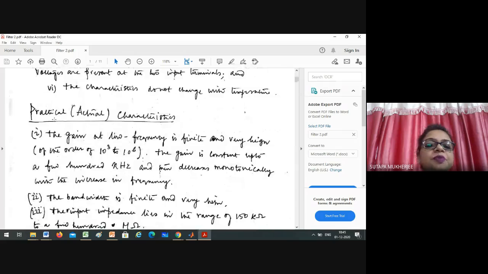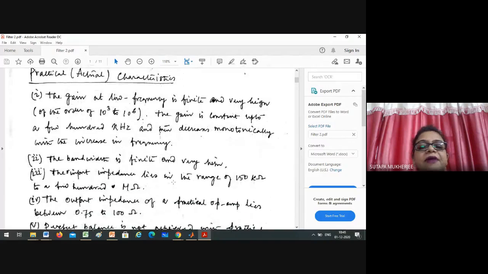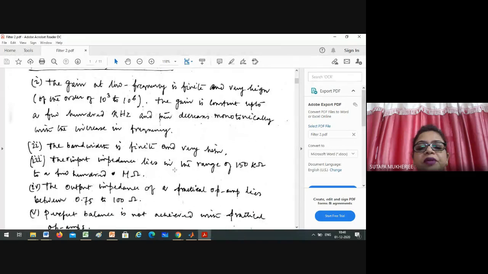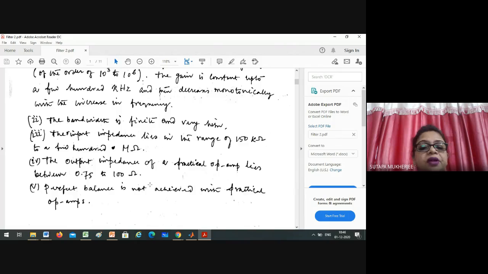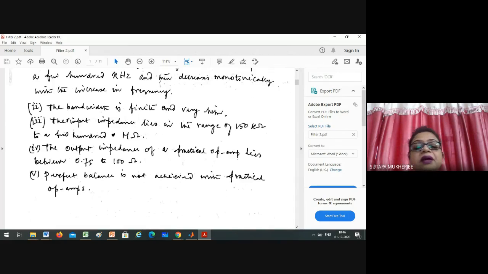So what are the practical characteristics of the op-amp? The gain at low frequency is finite and very high, of the order of 10 to the power 3 to 10 to the power 6. The gain is constant up to a few hundred kilohertz, and then decreases monotonically with the increase in frequency. The bandwidth is finite and very high. The input impedance lies in the range of 150 kilo ohm to a few hundred mega ohm. The output impedance of a practical op-amp lies between 0.75 to 100 ohm. Perfect balance is not achieved with practical op-amps.